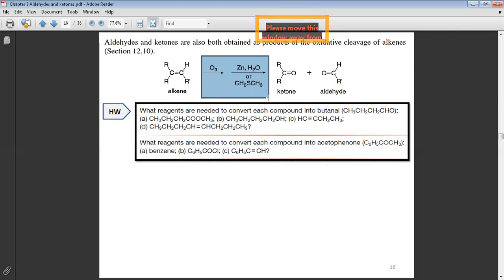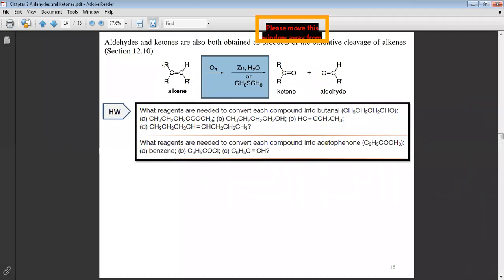If I give you ozone gas and alkene, you will know the alkene will be cleaved into two parts, and every part, this part and this part, will be bonded with an oxygen atom as the final product.